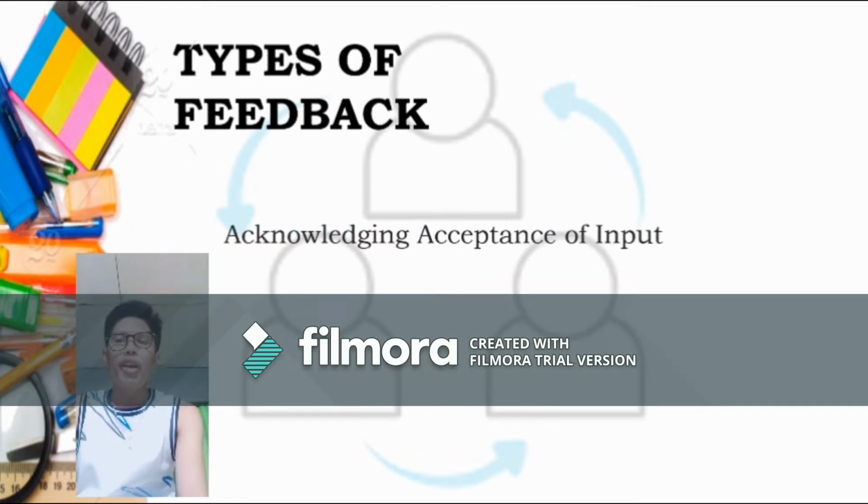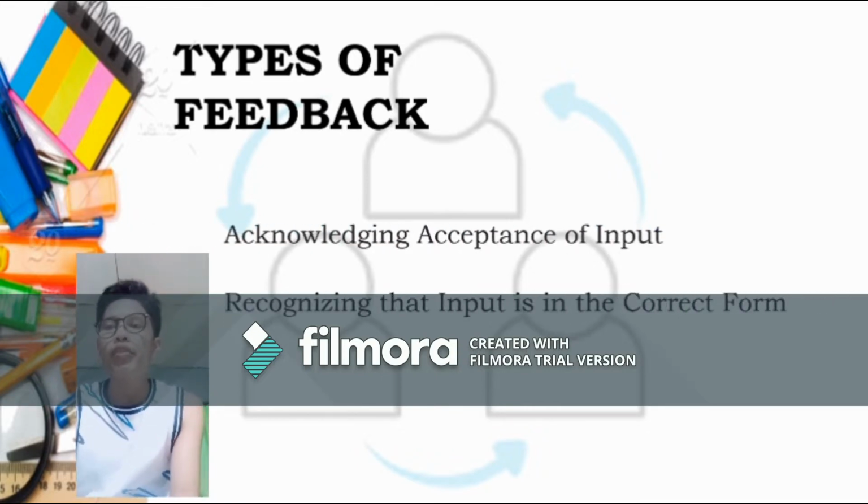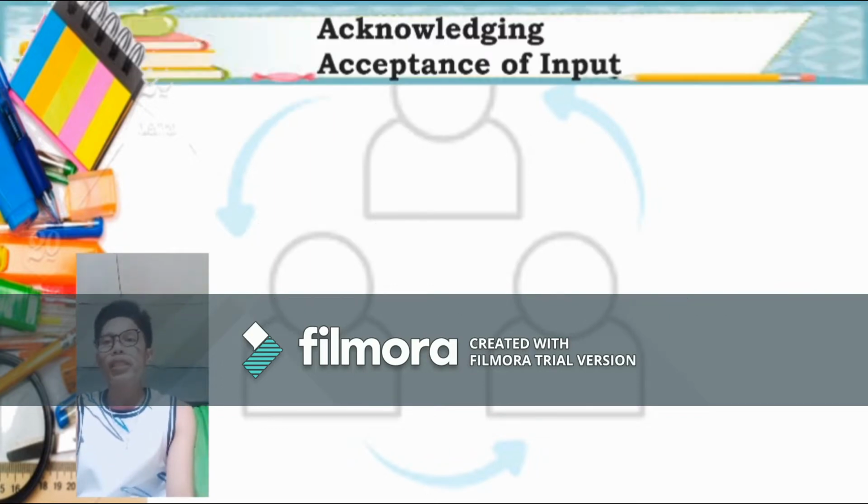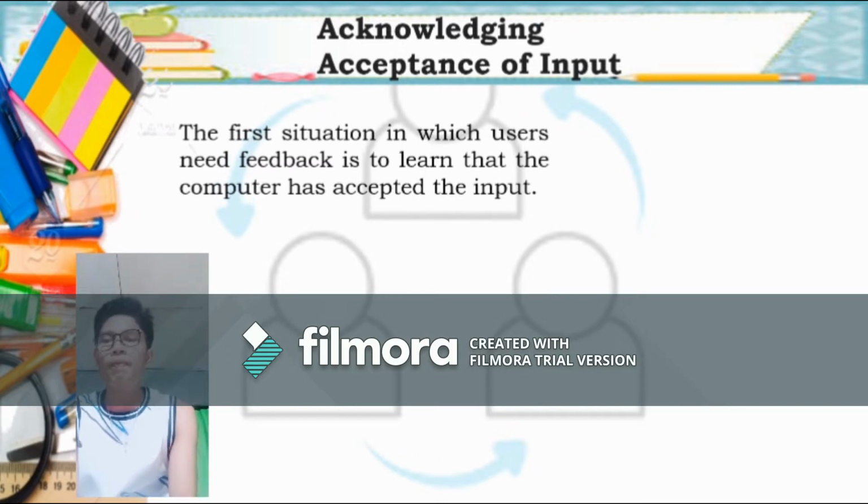So there are types of feedback. First is acknowledging acceptance of input, and the second is recognizing that input is in the correct form. Acknowledging acceptance of input: the first situation in which users need feedback is to learn that the computer has accepted the input. So when you want to log into your Facebook account, there is a login form wherein you input your username and the password.